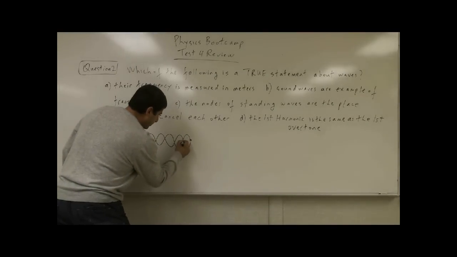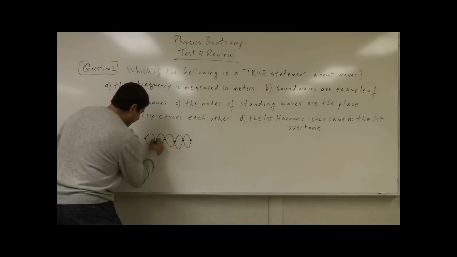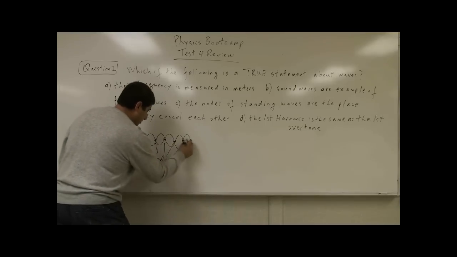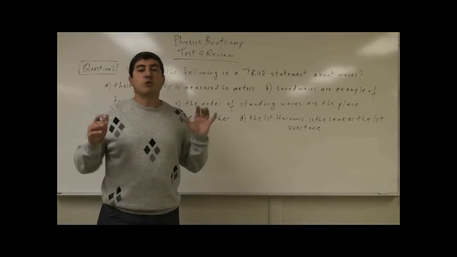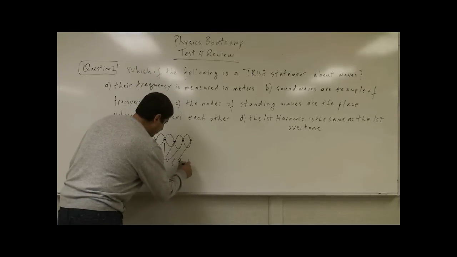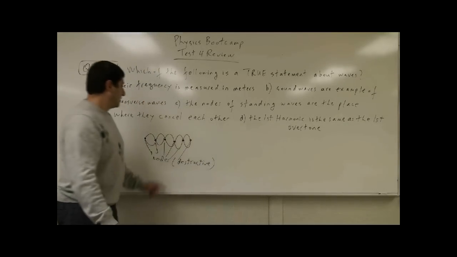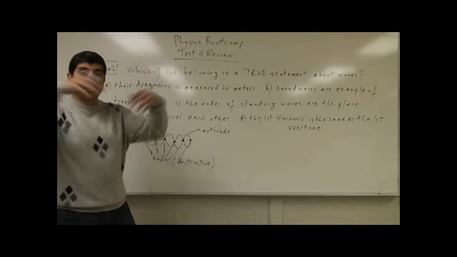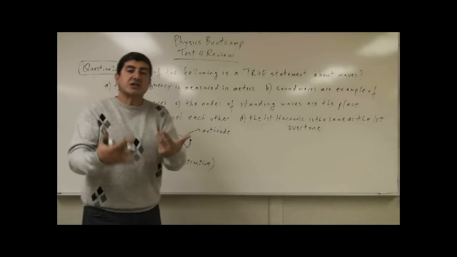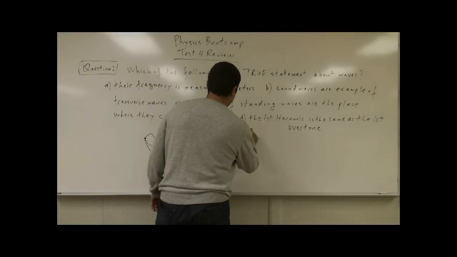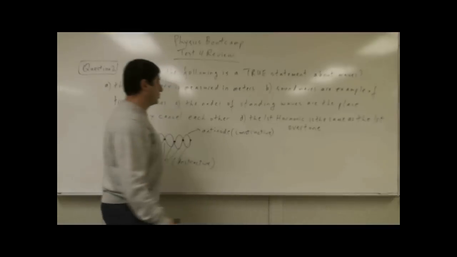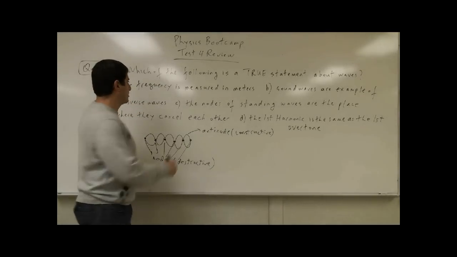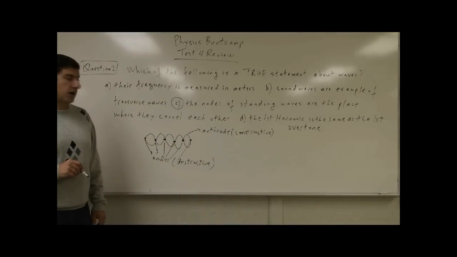So where is the node and where's the anti-node? Well, the node is the place where the wave destructively interferes with itself. These are nodes. By definition, we call those nodes. The wave destructively interferes with itself. Destructive interference. Okay? And the anti-node is the place where the waves come and they enhance each other and they constructively interfere. Constructive. So part C says the nodes of standing waves are the place where they cancel each other. That means they destructively interfere. So choice C is correct for this problem, okay?